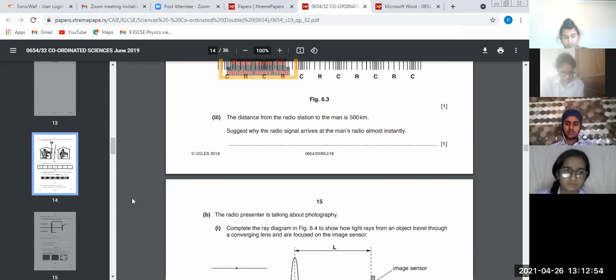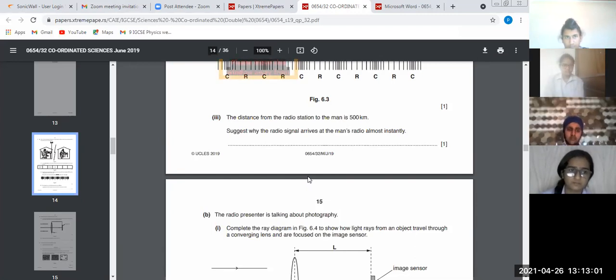So okay, any confusion here? Or you can say that they travel with the speed of light. That is the fastest one, hai na? Okay.